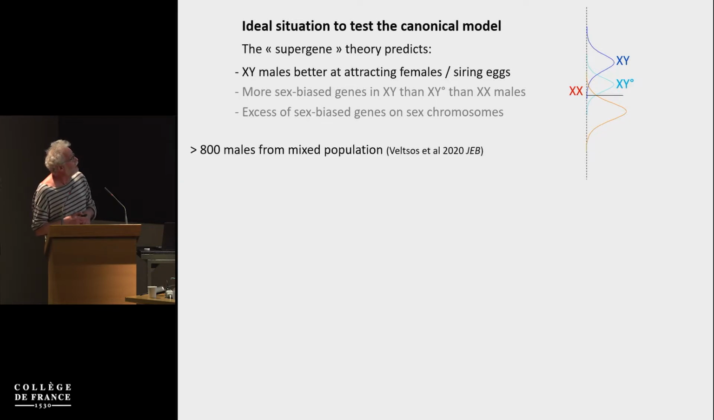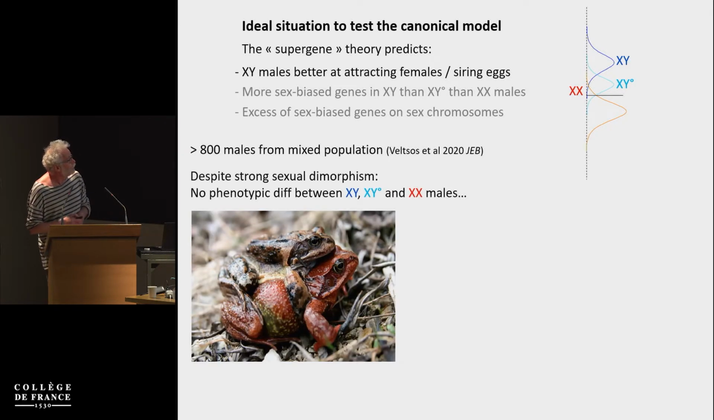So to test this idea, we sampled hundreds of males from one single population where we had a mixed occurrence of the three kinds of males, and looked first at sexual dimorphism and also whether the morphology of males might differ between XY, XY naught, and XX males. So you can see there is a lot of sexual dimorphism in this species. The coloration is different, the size is different, the body proportions are different. So we measured all these males, a series of XY, XY naught, and XX males, and actually they look exactly the same, whatever the genetic background.